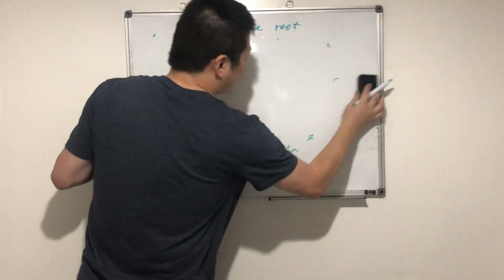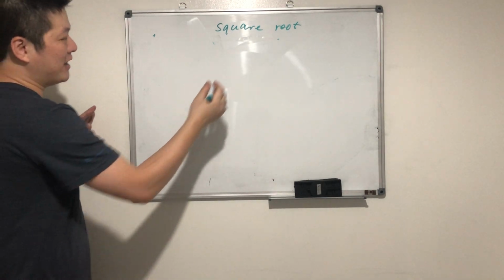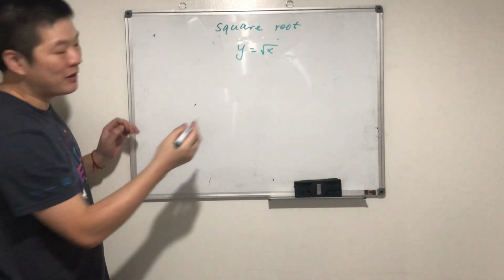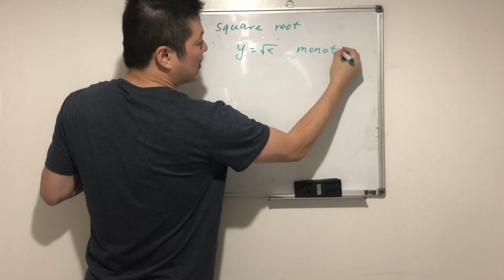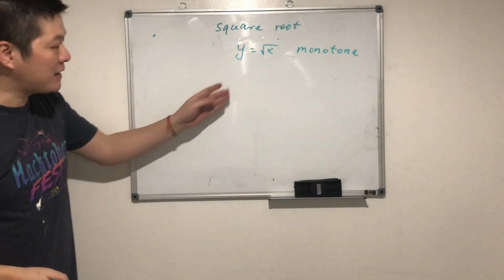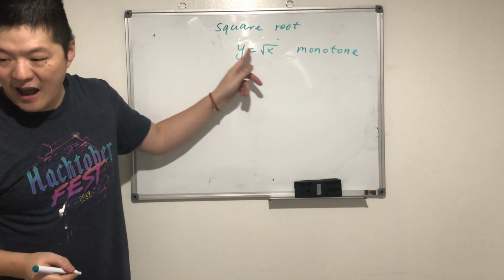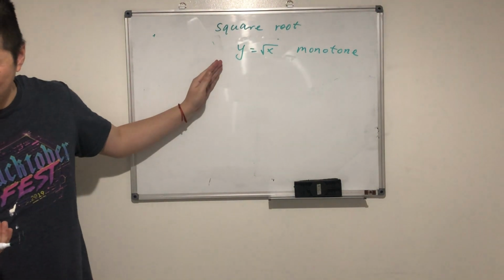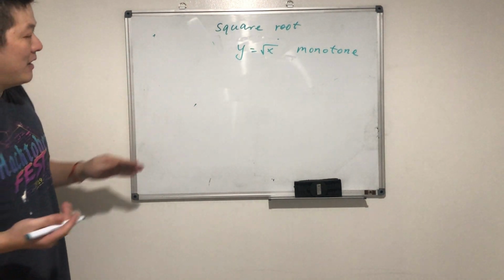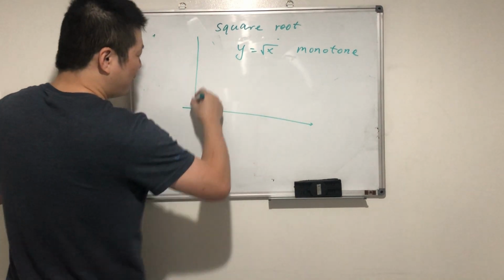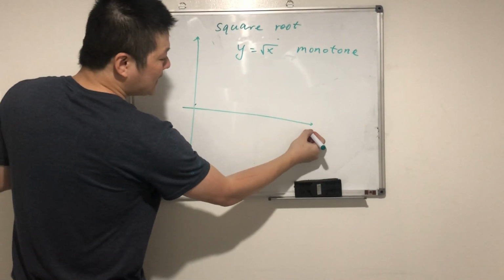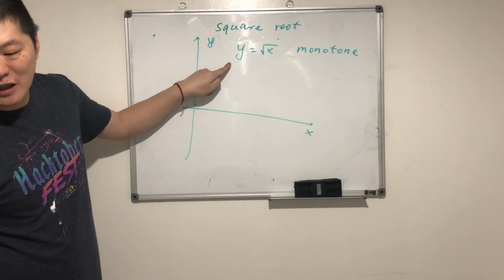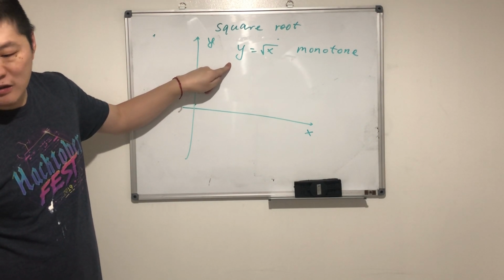That's very interesting because we know this function, y equals square root of x, is monotone. Remember the word? Monotone increasing. It means the bigger x is, the bigger y is, right? If x is increasing, y is also increasing. So if we plot this function, this is going to be interesting. This is x, this is y. When x is 0, y is what? When x is 0, y is 0.